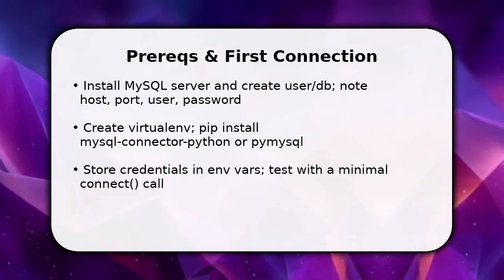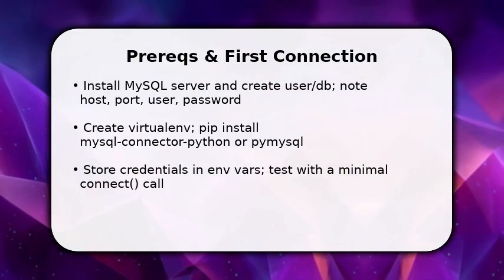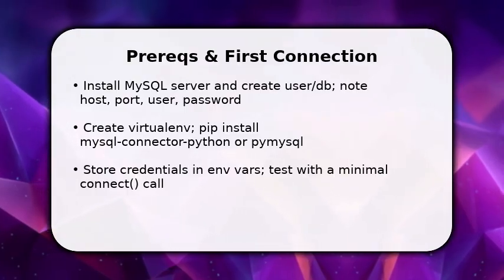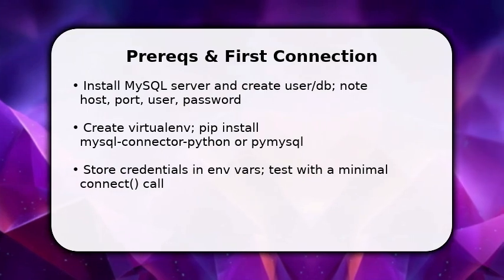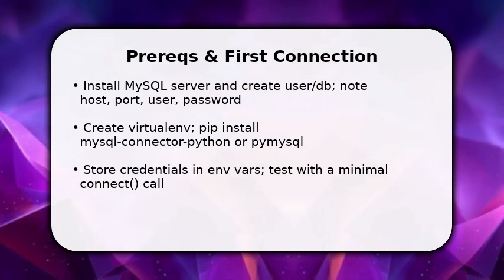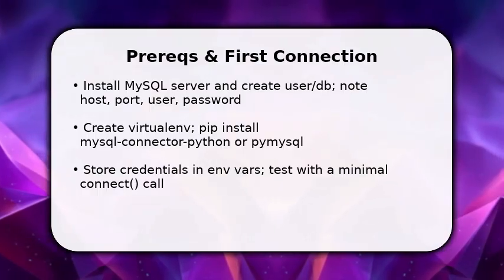Then write a minimal script that imports the connector, reads host, user, password, and database from env, calls connect, and prints a success message. This first working connection proves your network and credentials are correct.